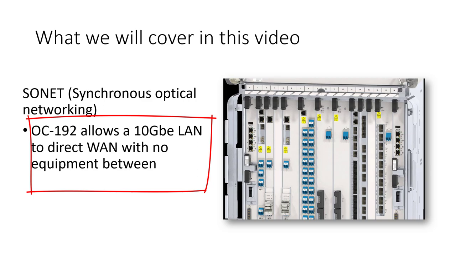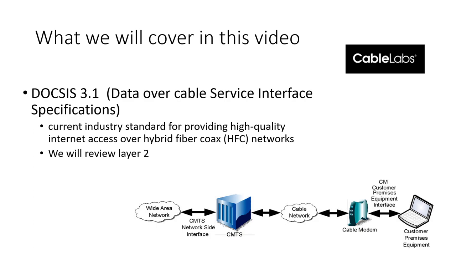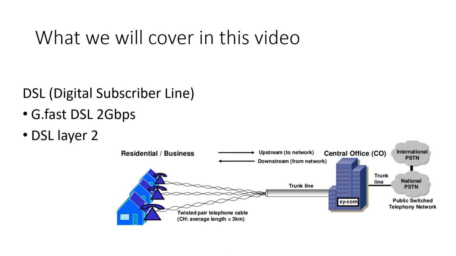We will look at DOCSIS 3.1, data over cable service interface specifications. These are specifications developed by CableLabs, that's the industry organization. They lay a standard for how to deliver internet over hybrid fiber coax networks. We're going to look at this primarily at Layer 2. We're also going to look at DSL, digital subscriber line. We're going to look at G.fast DSL, it goes up to 2 gigabits per second. We're going to again focus primarily at Layer 2.